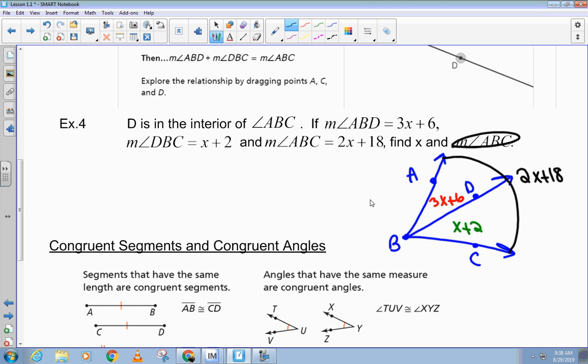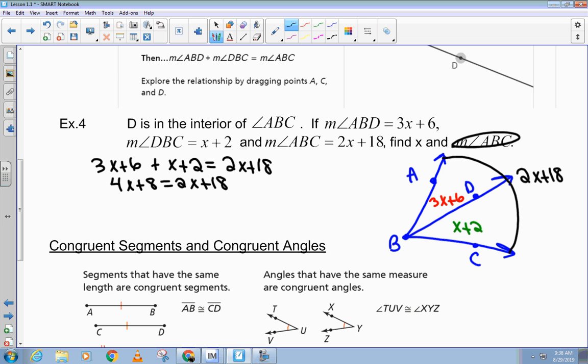So what am I going to have to find before I can find the measure of angle ABC? X. And in order to find x, I have to set up an equation. What's my equation going to look like? 3x plus 6 plus x plus 2 equals 2x plus 18, right? So one part plus the other part equals the whole. So now I've got 4x plus 8 equals 2x plus 18.